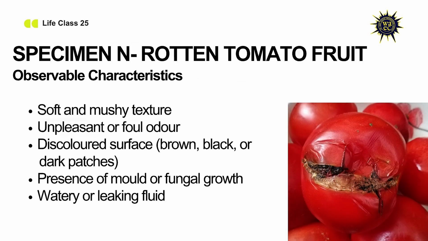Specimen N is rotting tomato fruit. Now, the first thing you should know here is that they may ask you to do a comparison, or they can ask you what is the observable difference between specimen N and the previous specimen, which is the firm tomato. So looking at their observable characteristics, you should be able to differentiate the observable differences and even similarities.